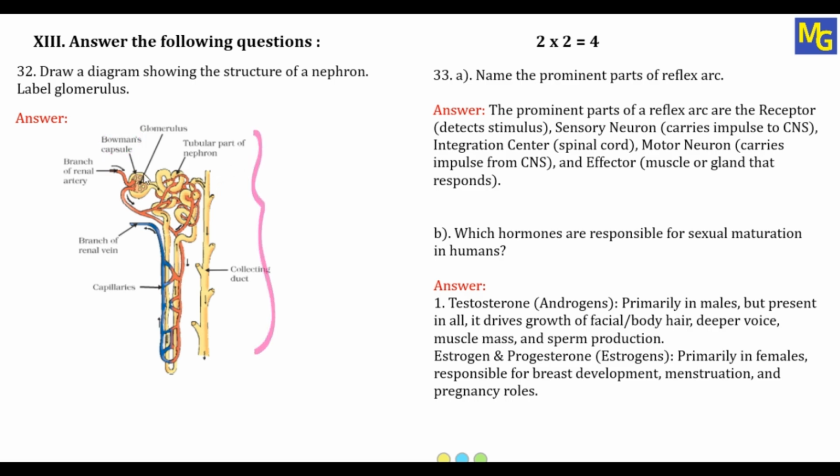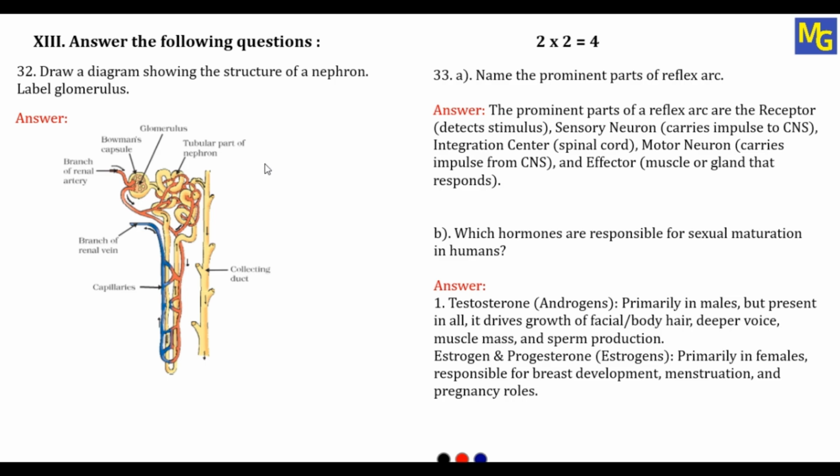Now see the diagram. It consists of Bowman's capsule, then the glomerulus, and the tubular part. It has two tubular parts. Then it has a U-shaped tube like this, and it has this collecting duct. And then the remaining are the capillaries which we have to draw here. This diagram looks very difficult by seeing this tubular part, but it is very easy to draw. So here, let me show you how to draw this nephron.